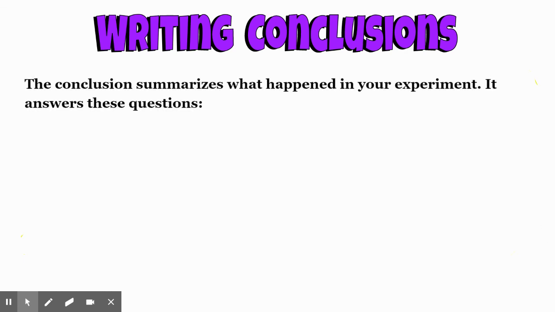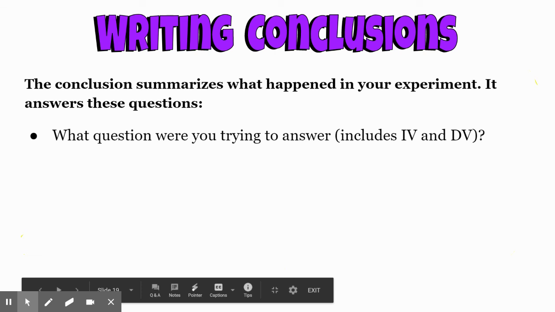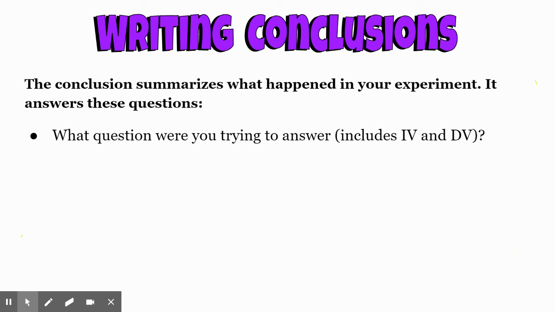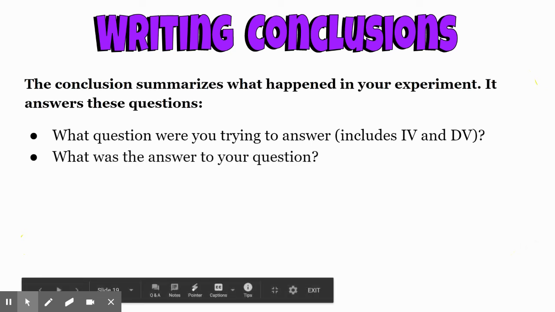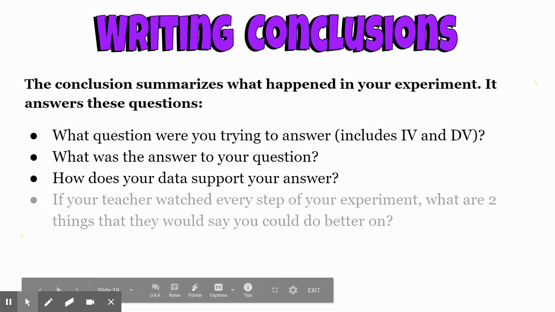Finally, then we're going to write these conclusions. So this is the part where we're going to have to answer some questions for anybody reading our research. So one of the first things we have to talk about: what question were we trying to answer? Include our independent and dependent variable. Again, those are coming tomorrow. What specifically those are? What was the answer to your question? How does the data support your answer? Does it support it? Does it not support it?